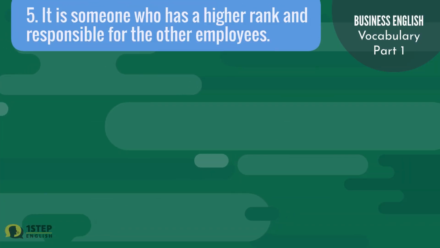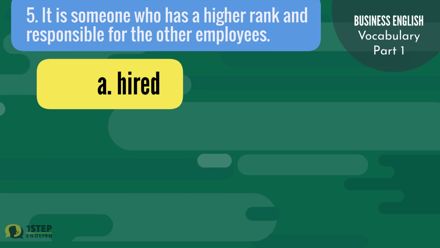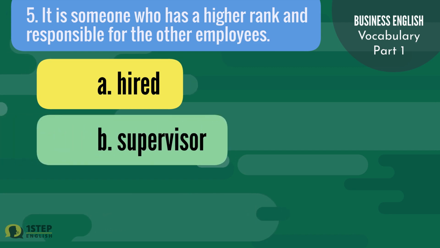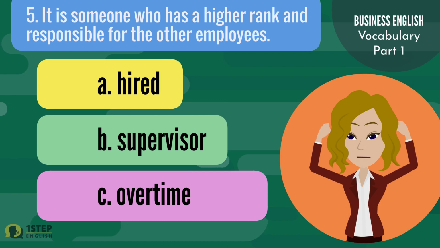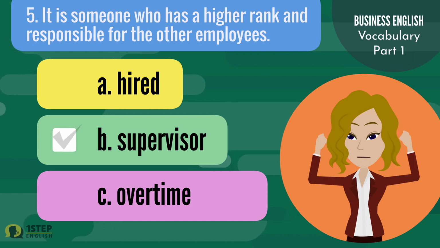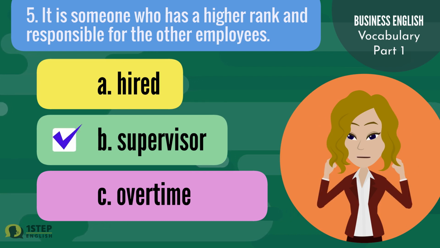Number 5. It is someone who has a higher rank and responsible for the other employees. Letter A. Hired. Letter B. Supervisor. Letter C. Overtime. The correct answer is letter B. Supervisor.